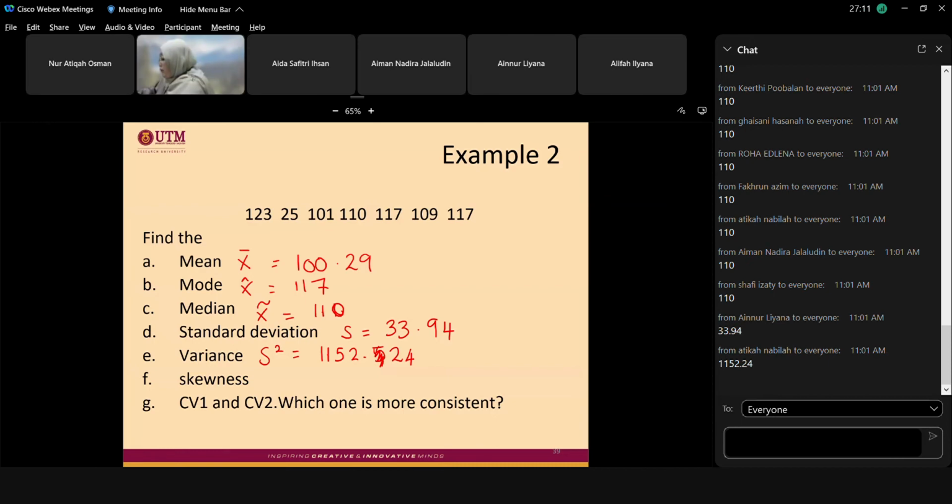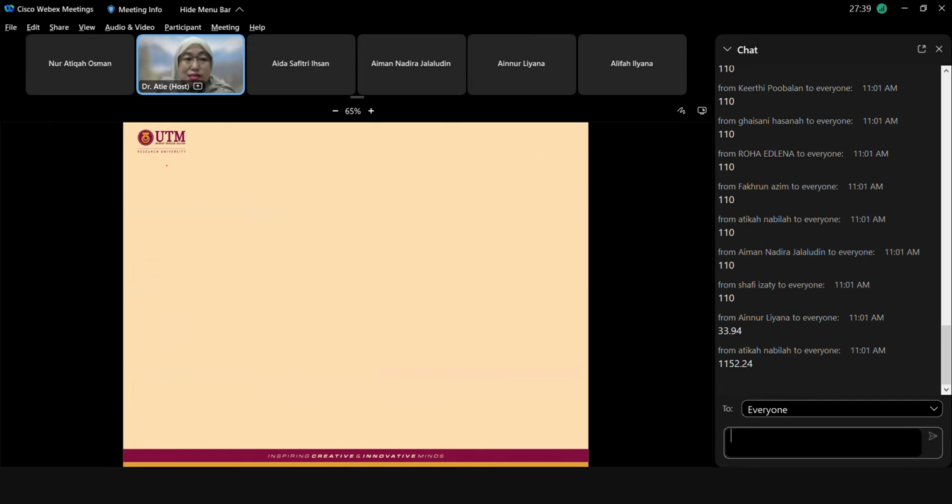Okay, for the skewness, I just want to tell you, we have the mode and also the median values. Then it means that we can use either formula. You can use either the median formula or the mode formula. So let's look at the skewness. The skewness is SKP. Let's say we use the first formula.